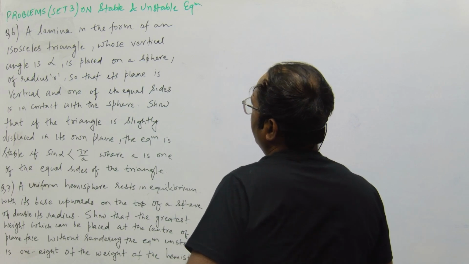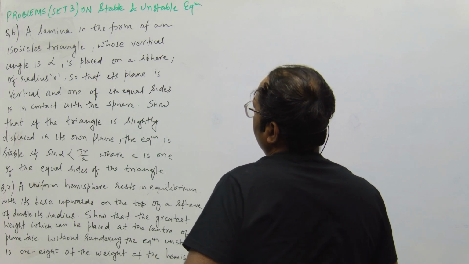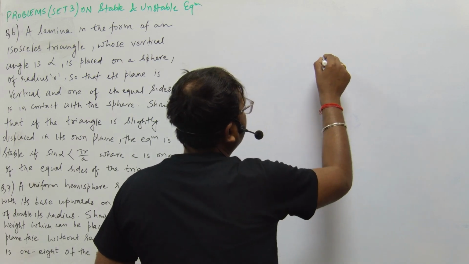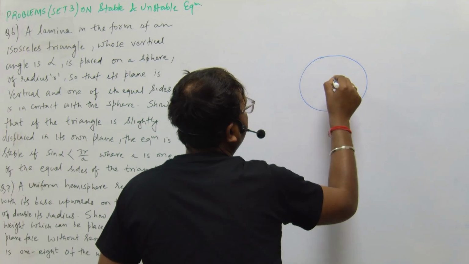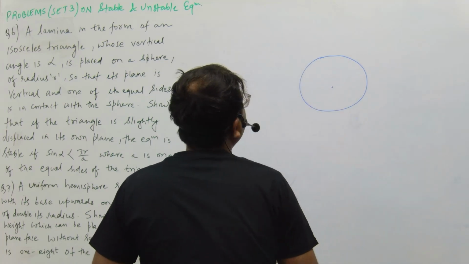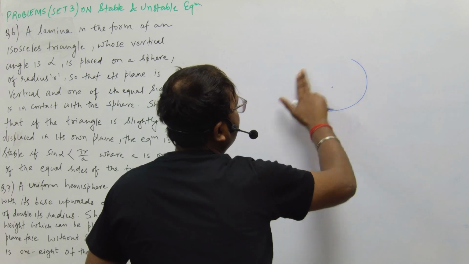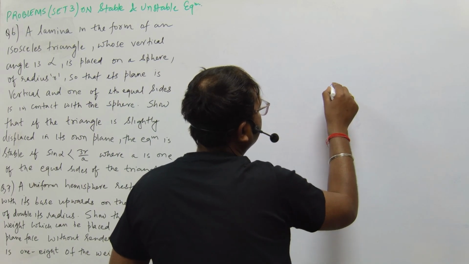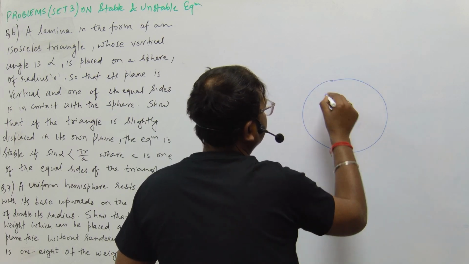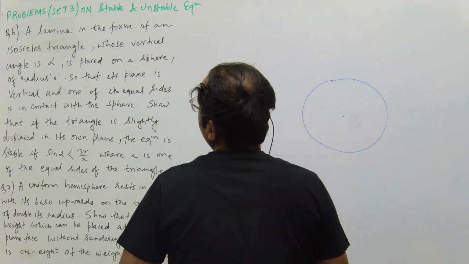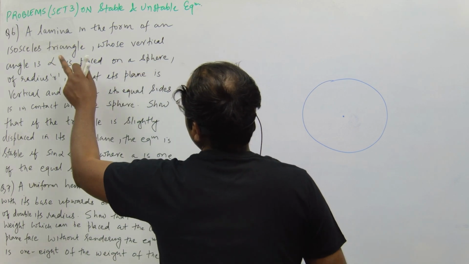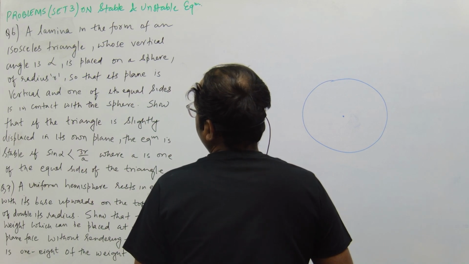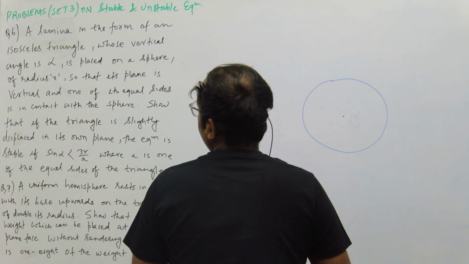So we have a lamina in the form of an isosceles triangle whose vertical angle is alpha, placed on a sphere of radius r. So let us draw a sphere. We have a sphere like this of radius r, and there is an isosceles triangle whose vertical angle is alpha placed on the sphere so that its plane is vertical and one of the equal sides is in contact with the sphere.